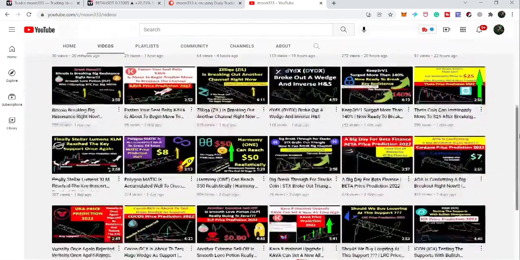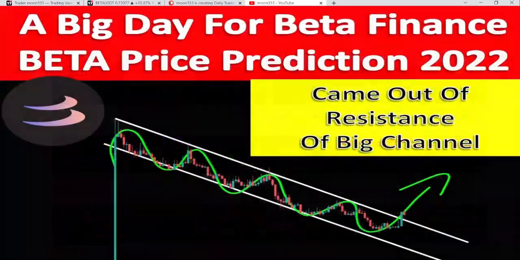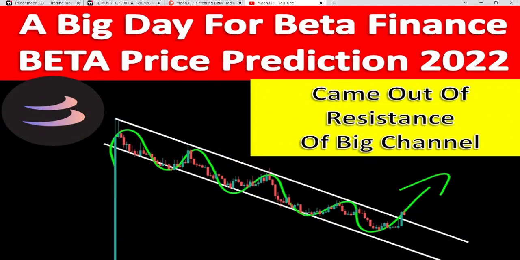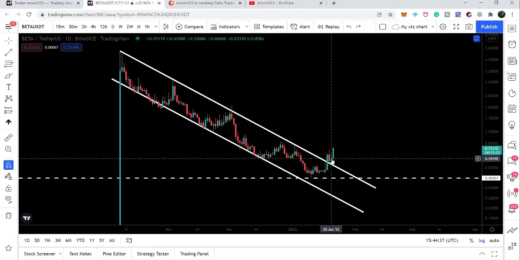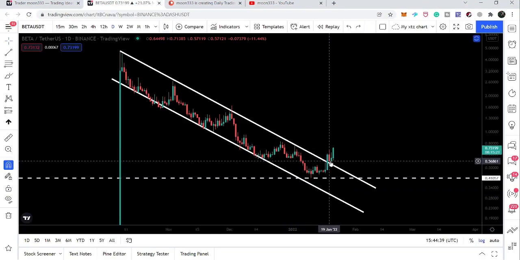2 days ago, I shared this video with you when I told you that the price line of Beta broke out the resistance of a down channel and it is retesting the previous resistance of the channel as a support. And from here, it can start a big reversal. That reversal move has just started and we have tested the support very well. Now, in today's video, I want to share the next target with you.